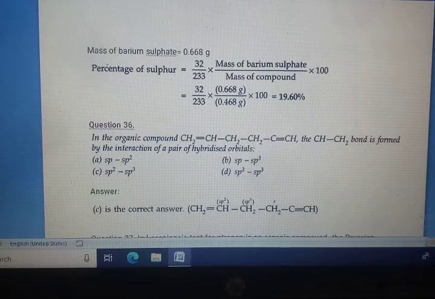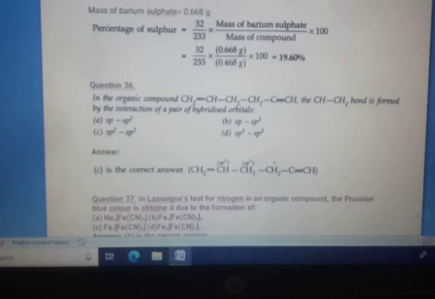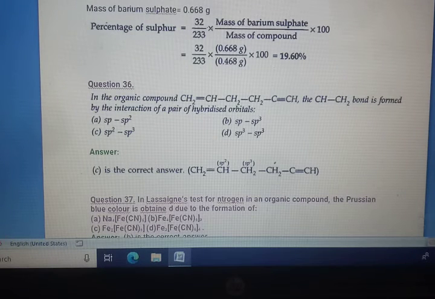Question number 36. In the organic compound CH2 double bond CH, single bond CH2, CH2, carbon triple bond CH, the CH-CH2 bond is formed by the interaction of a pair of hybrid orbitals. You have to just say which one is the correct hybridization. First of all, draw the structure. Double bond will have sp2 hybridization, single bond will have sp3, and triple bond will have sp hybridization.